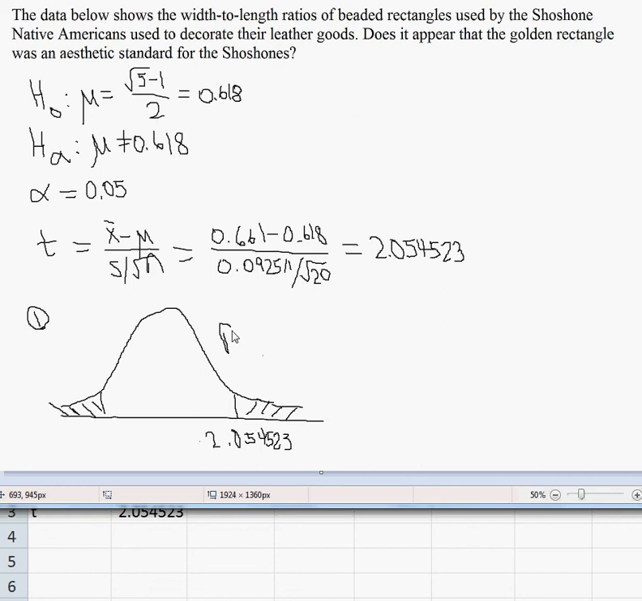So there's our p-value, this combined area, 0.0539. That's bigger than alpha, and so the decision will be to retain the null hypothesis.